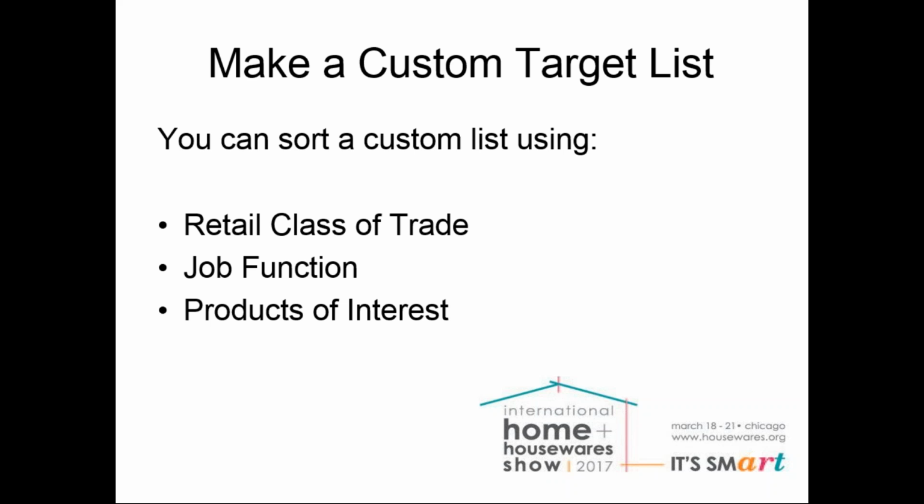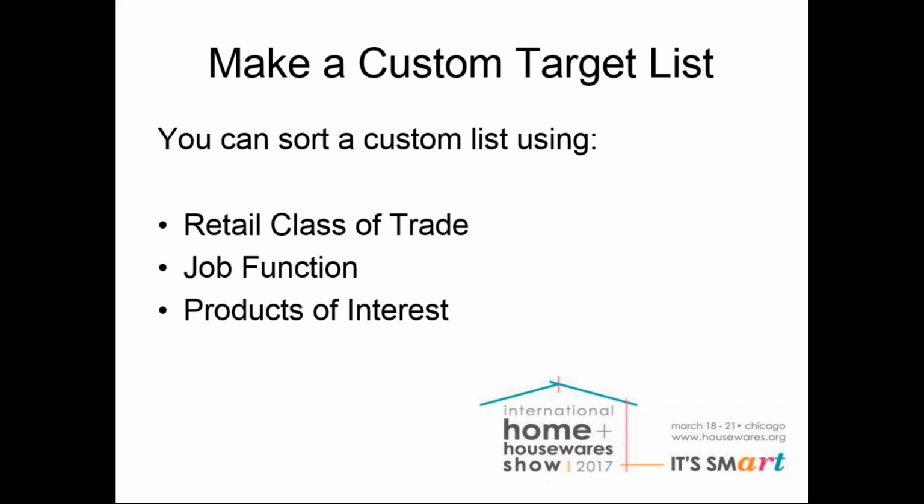There you can sort it, again, by any of these items. If you have regional salespeople or reps that are regional, you can sort it by state. You can sort it, again, by retail class of trade if you have people that handle independent retailers or people that handle online retailers. You can sort by job function, so you can find out what they told us their role was within their company. In free text, we also share with you what they told us their job title was. Not everybody tells us.